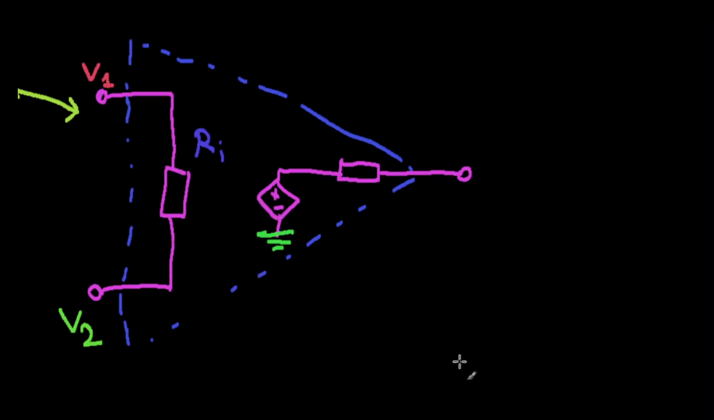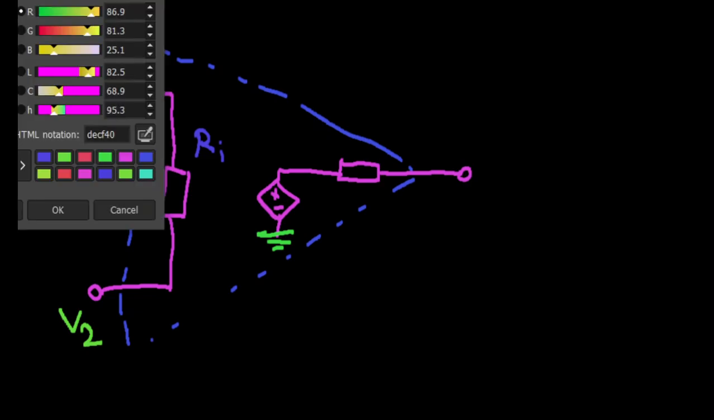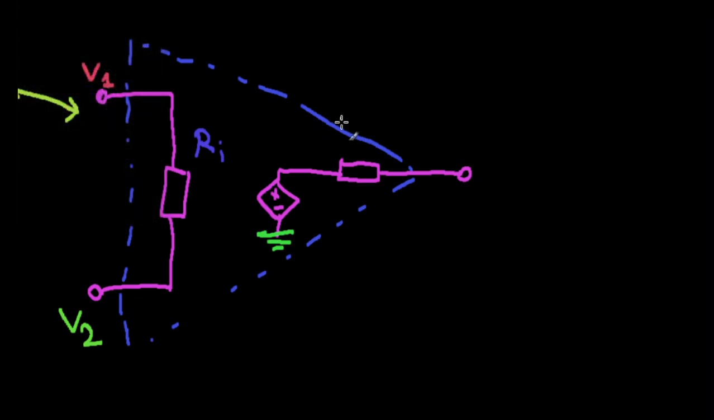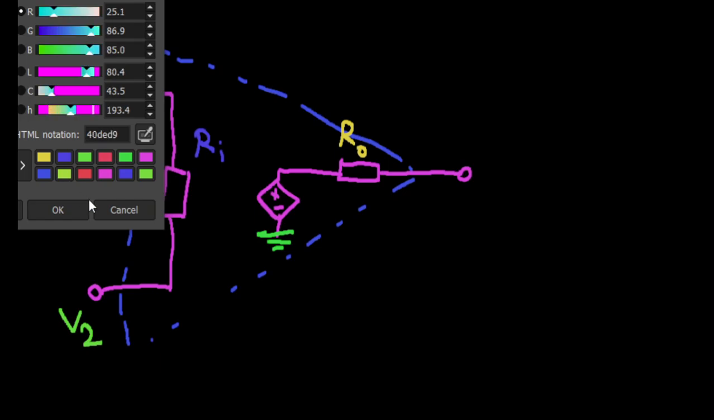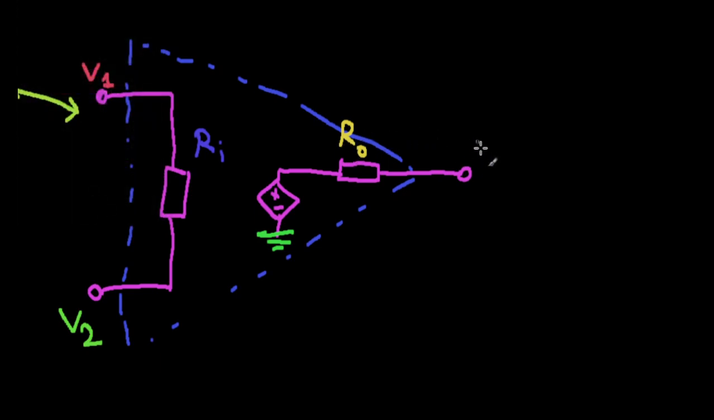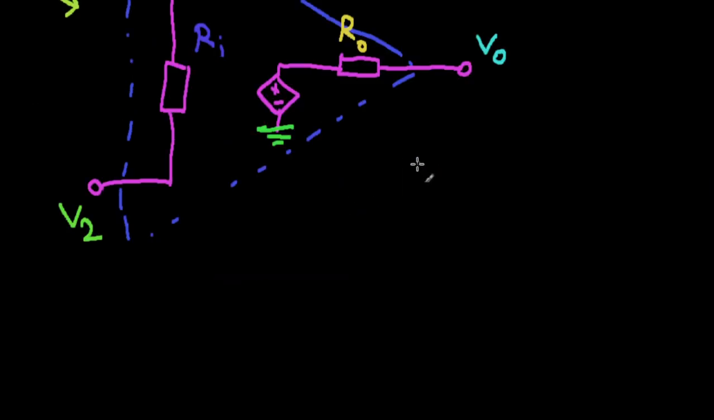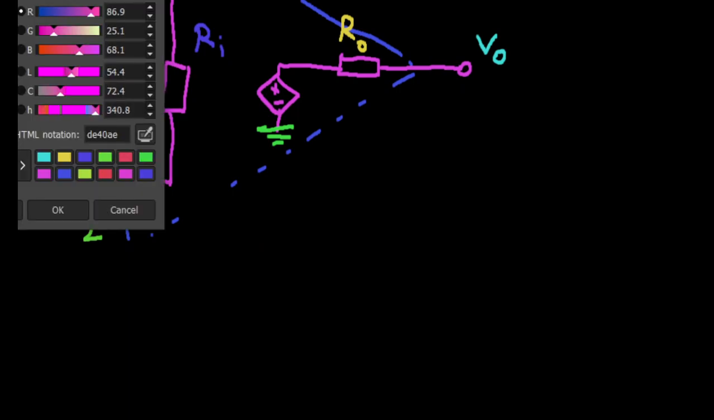Okay, so that's done. Your output resistance is going to have a value of R sub O. The output voltage itself is V sub O. And your dependent voltage source, this is going to be your VCVS. This obviously depends on some sort of voltage difference, and that is what we're going to discuss now.